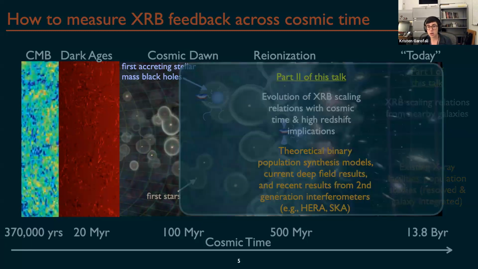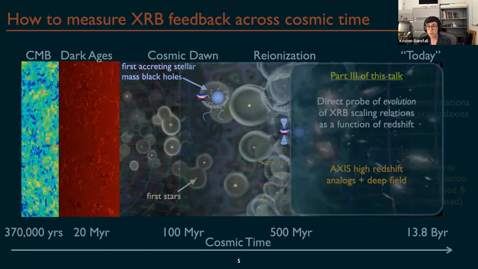For the second part of the talk, I'll move more on to theory and talk about the evolution of the X-ray binary scaling relations with cosmic time and what the implications are for X-ray binary feedback at high redshift. And so as I say, this is mostly a theoretical work since we don't have the ability at present to peer back quite this far in X-rays, but we do have some ability to benchmark with current deep field results. And so I'll touch a little bit on that.